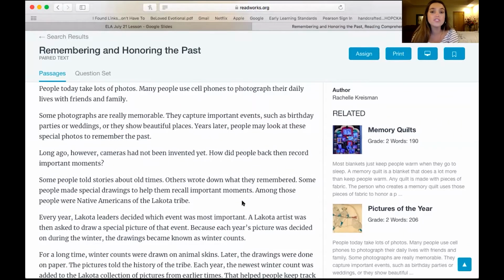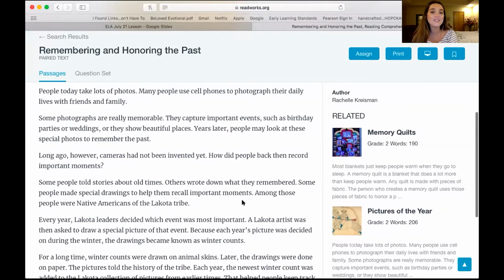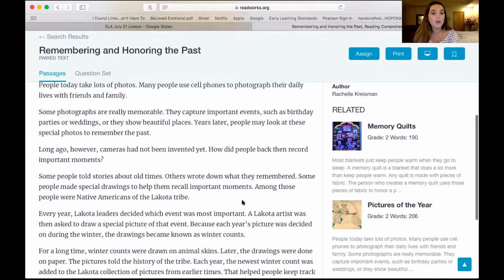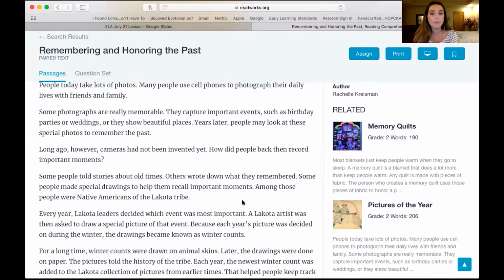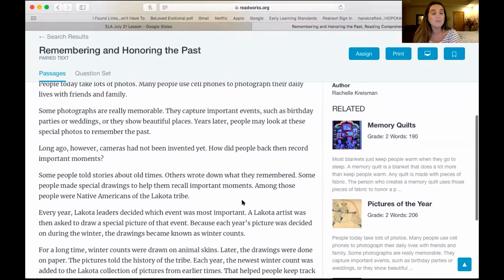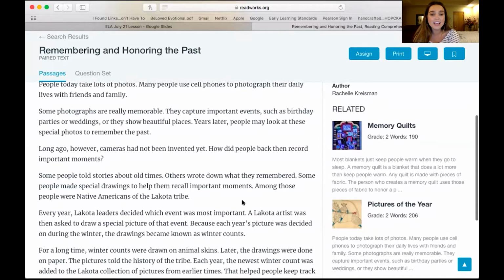Many people use cell phones to photograph their daily lives with friends and family. Some photographs are really memorable. They capture important events such as birthday parties or weddings, or they show beautiful places. Years later, people may look at these special photos to remember the past.